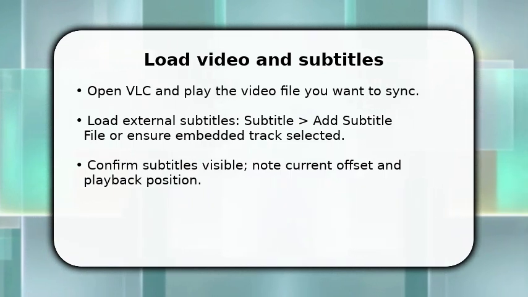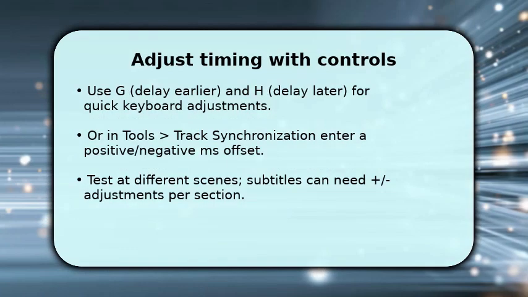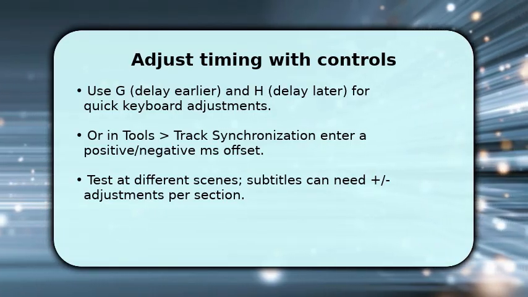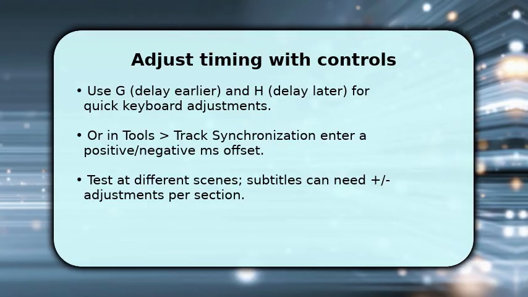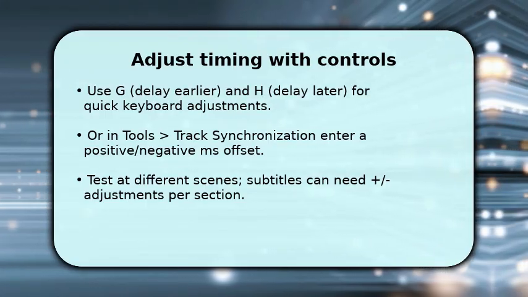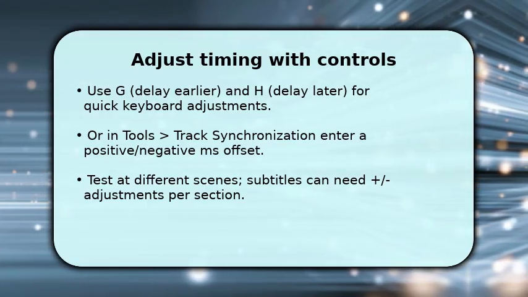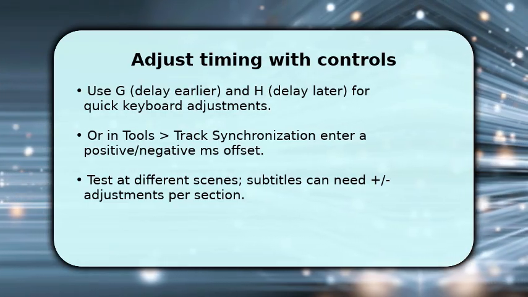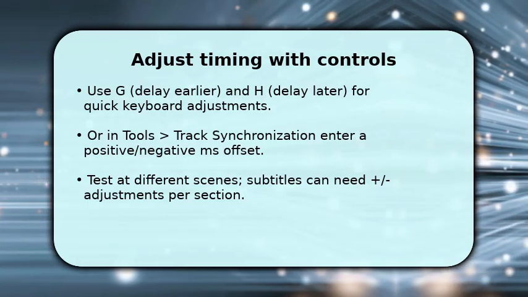Now you'll perform the actual timing changes. Use G to shift subtitles earlier and H to shift them later in small increments. This is fast for fine-tuning while the video plays. If you need exact values, open Track Synchronization and enter a millisecond offset. Positive delays push subtitles forward, negative pull them back.